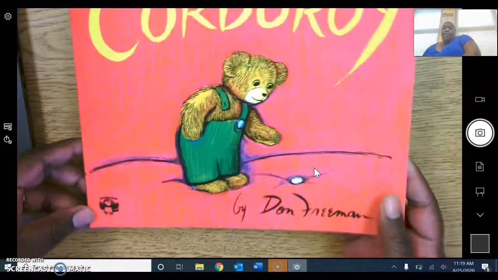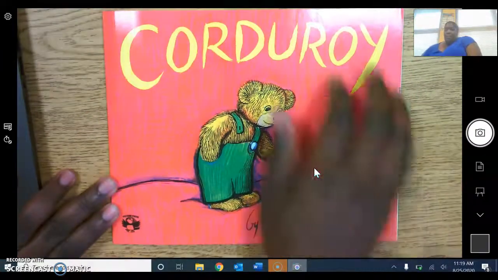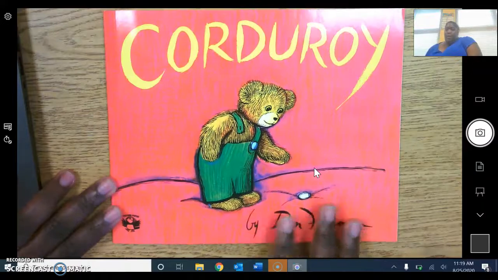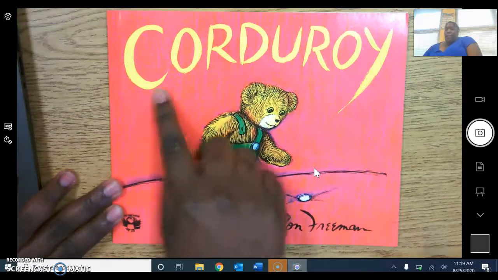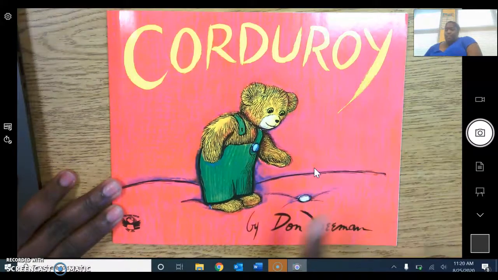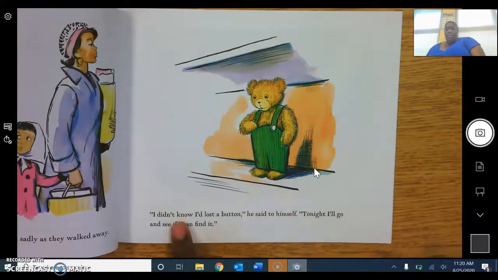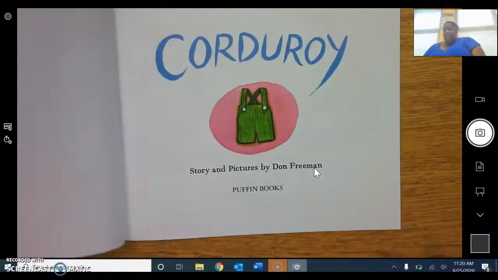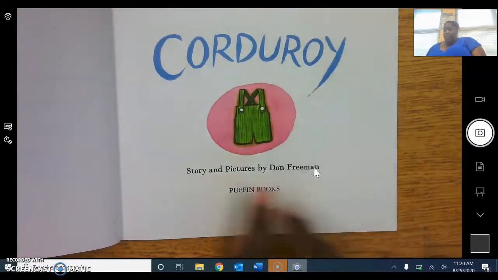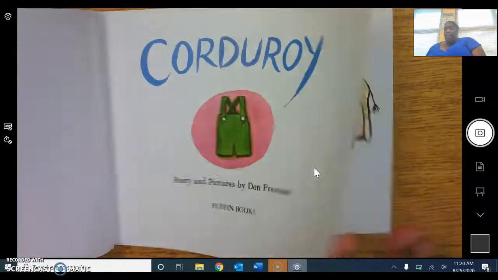Before I start, let's go over the parts of the book. When you first grab a book, the very first thing you see is called the front cover. This is the front cover of the book. On the front cover, you will find the title and the author. This book was written by Don Freeman. That means that Don Freeman wrote the words that you will see in this book. And then every book has an illustrator. Don Freeman happened to also be the person that drew all of the colorful pictures.